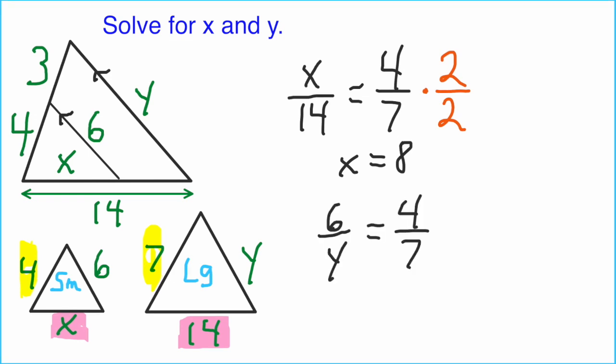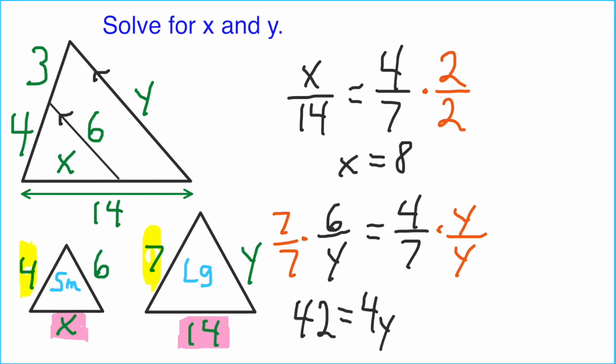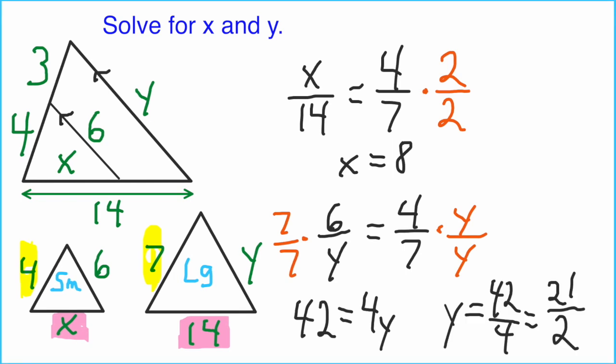Now y takes a different proportion, and this time you multiply by 7 and y, and you get 42 equals 4y, so that can be 42 over 4, 21 halves, or you could have called that 10.5 as a decimal.